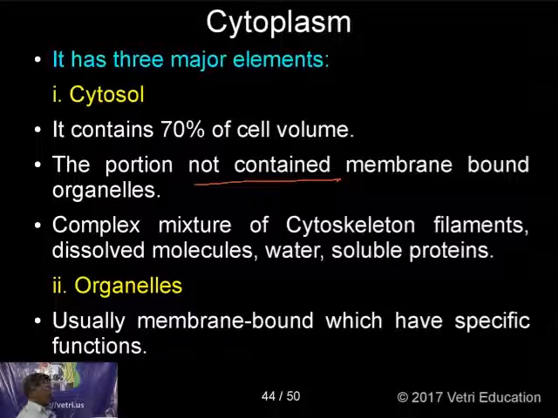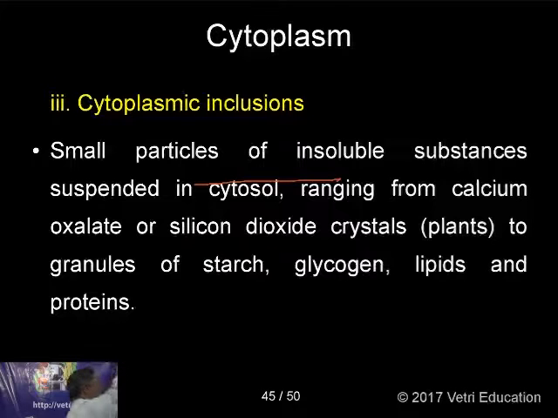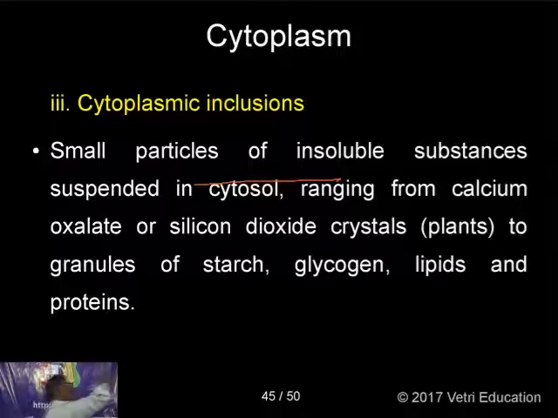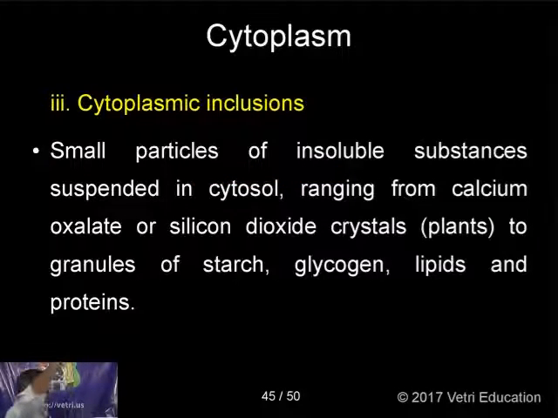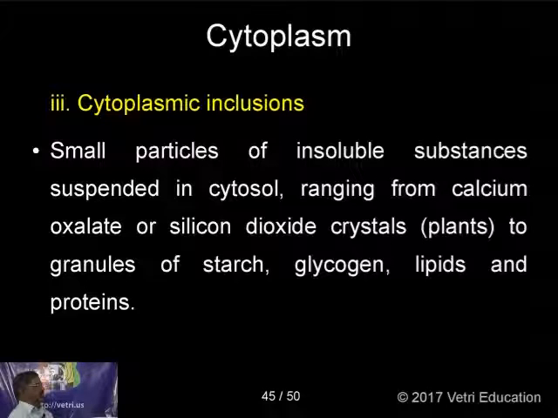The next are organelles, usually membrane bound, which have specific functions. There are many cell organelles and some are membrane bound, with specific functions in the cell. The third one is the cytoplasmic inclusions, small particles of insoluble substances suspended in the cytosol, ranging from calcium oxalate and silicon dioxide crystals to granules of starch, glycogen, lipids and proteins, which are all found in the cytoplasm.